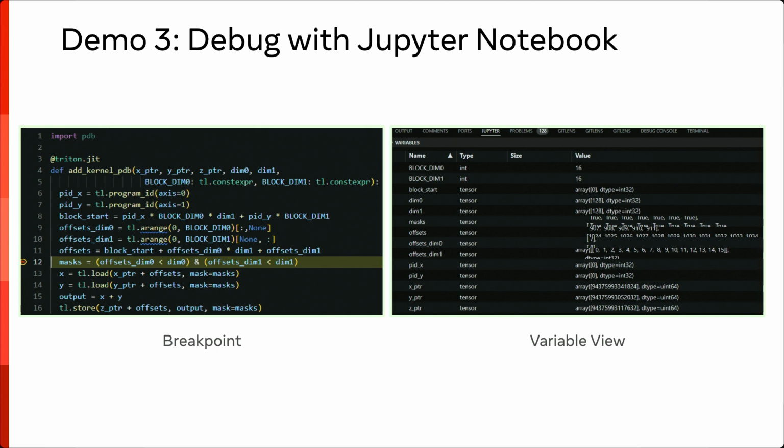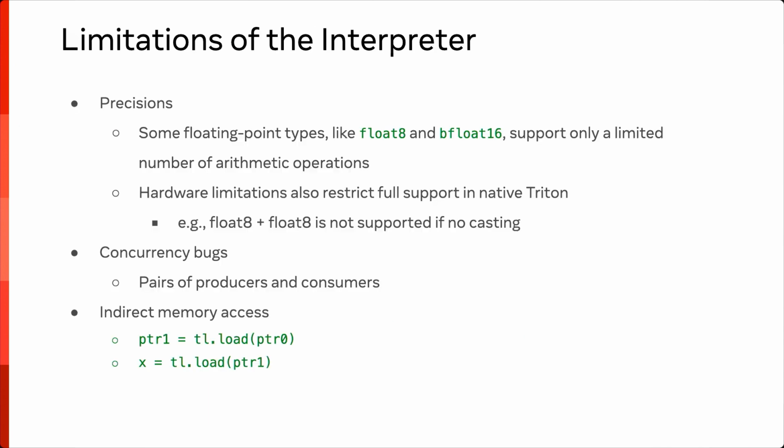We can just set up a breakpoint on the left. Then using the Jupyter Notebook's view, we can easily view each variable's name, its type, and its values. The same thing is going to work in other developer IDEs as well.